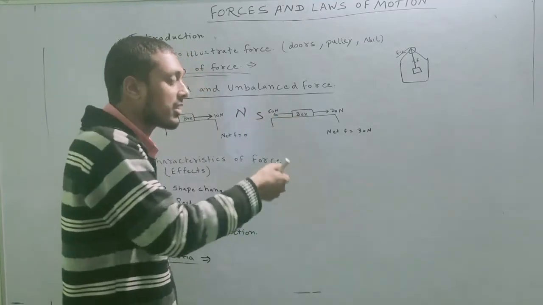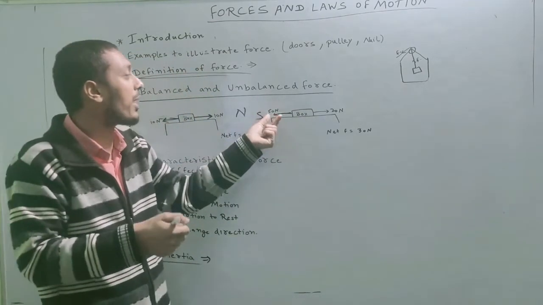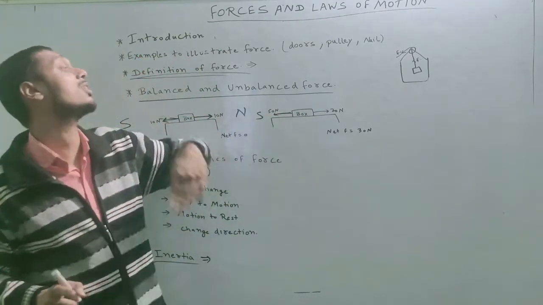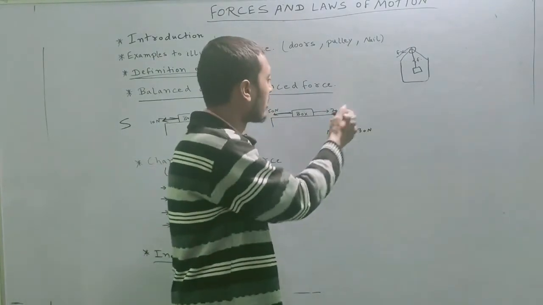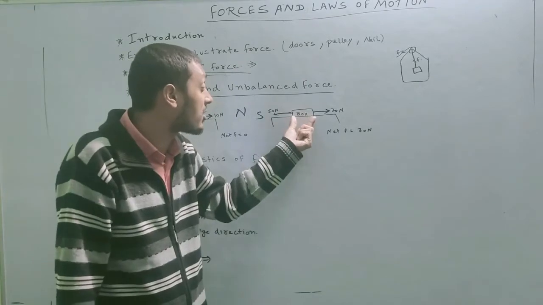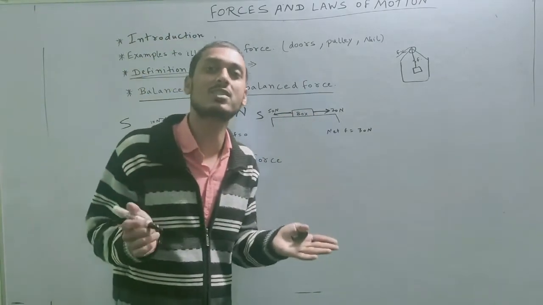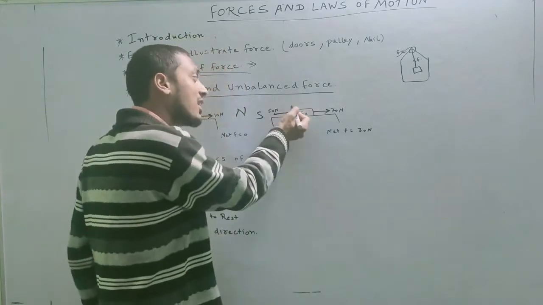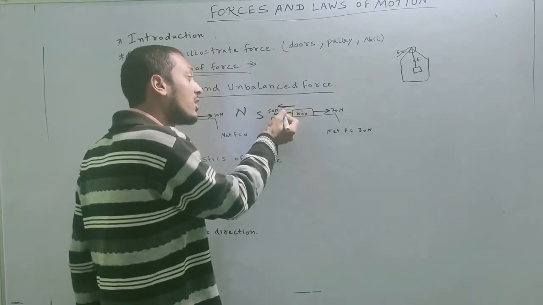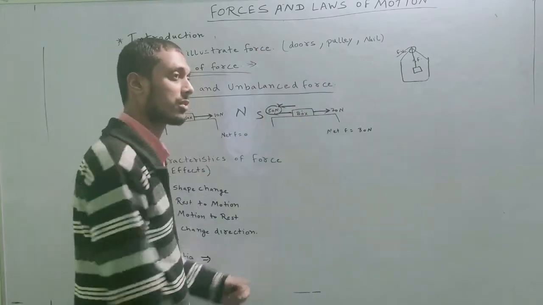Some person is sitting and a string is attached to it. He is pulling by a force of 50 Newton. Suppose another person is pulling from that side with 20 Newton. If I ask you in which direction the box will move, it is common, it is but natural. The box will start moving in this direction, because in this direction the overall force is more than this force.